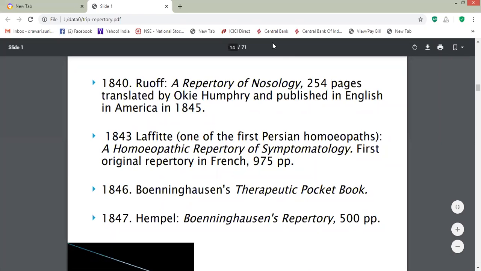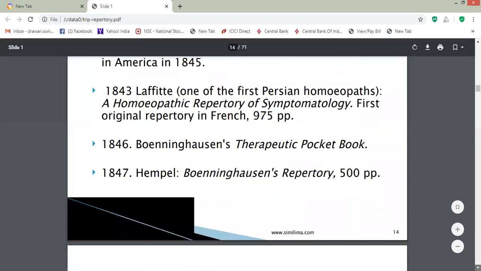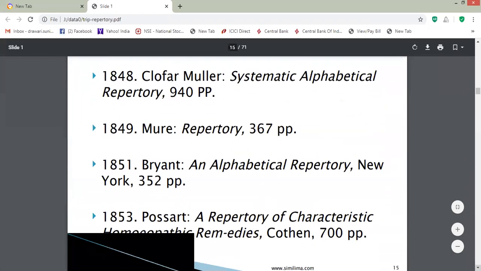In 1847, Hempel's Boenninghausen Repertory was published. In 1848, Clotar Muller's Systematic Alphabetical Repertories. In 1849, US Repertory, which has 367 pages. 1851, Bryant's An Alphabetical Repertory, which was published in New York. In 1853, Possart's Repertory of Characteristic Homeopathic Remedies.